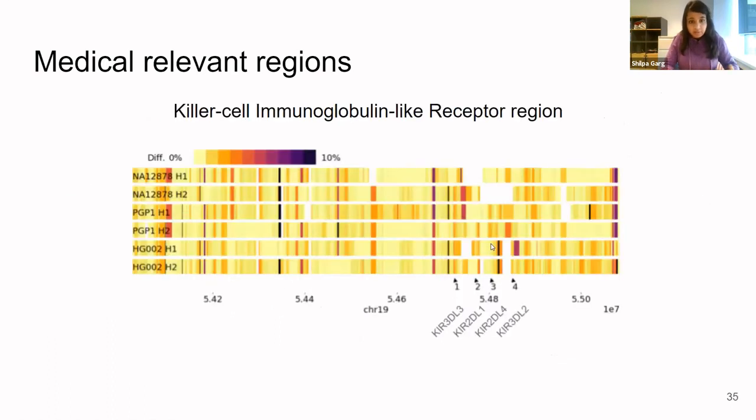And similarly, we also looked at KIR, which is another interesting clinically relevant region, and also has tandem arrays of repeats. And we saw that we could also reconstruct this region reliably.